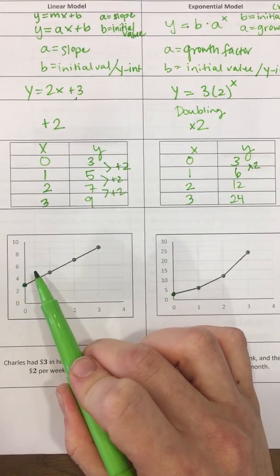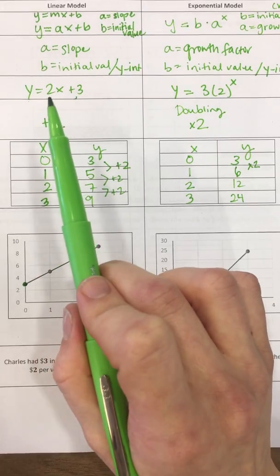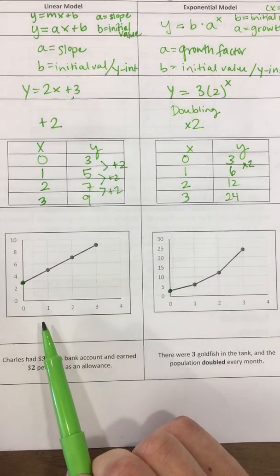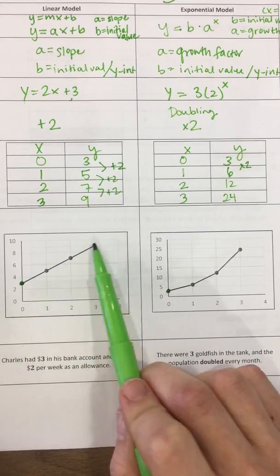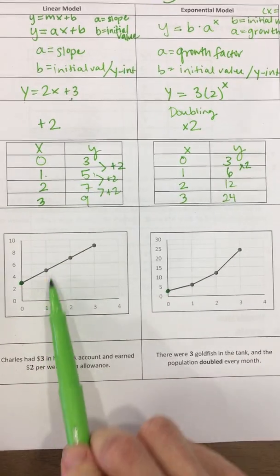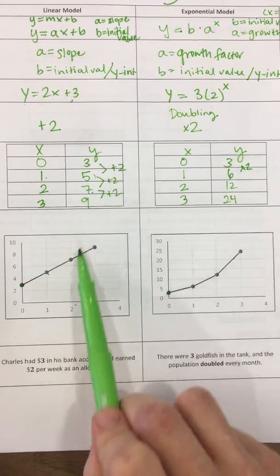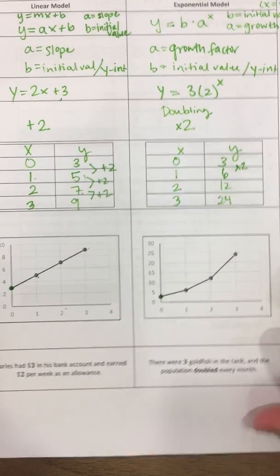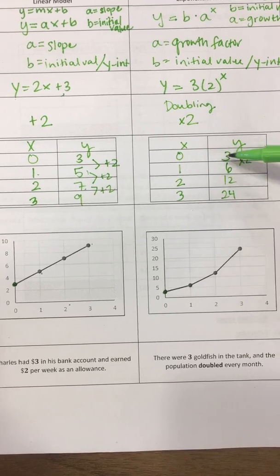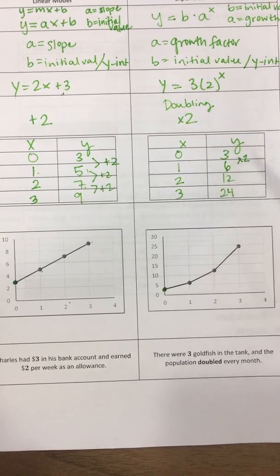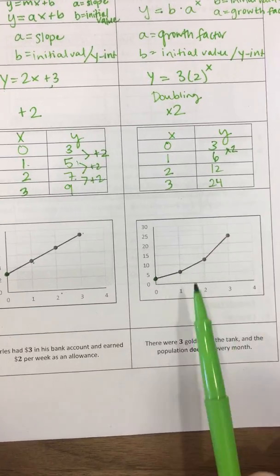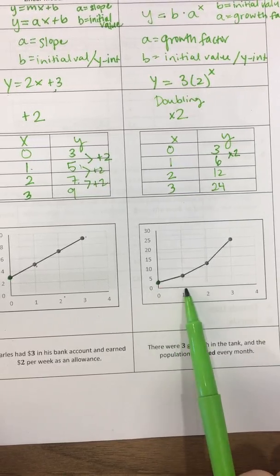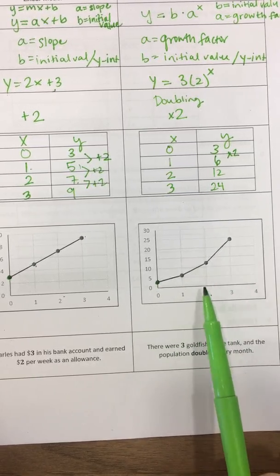Because linear is constant, this slope is going to be a straight line. It's going to rise 2, run 1, rise 2, run 1, because the slope is 2, the growth rate is 2. And so we have a straight line. We have 1, 5, 2, 7, plotted these, 3, 9. And if I plotted the same exact thing over here, but I plotted my table, it's 0, 3, 1, 6, 2, 12, 3, 24.